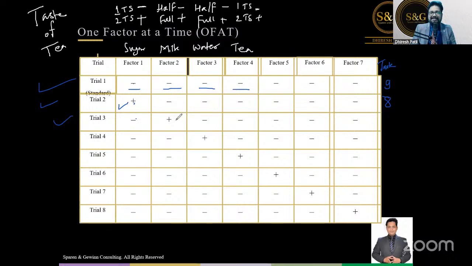And now we will change the second factor. The milk, instead of half a cup, will go for a full cup. Rest all the factors will be constant. And then we will check whatever is the rating. Okay, so similarly, we will do all this experiment. Clear, everybody? This is called one factor at a time experiment, where we only change one factor and keep all the other factors absolutely constant. Super clear, everybody? Just give me yes in the chat box.